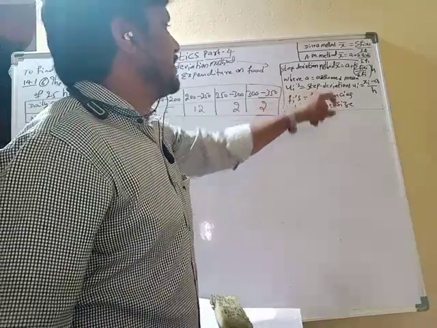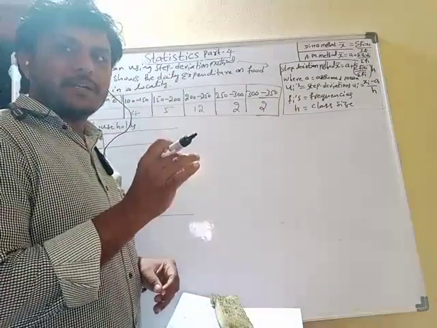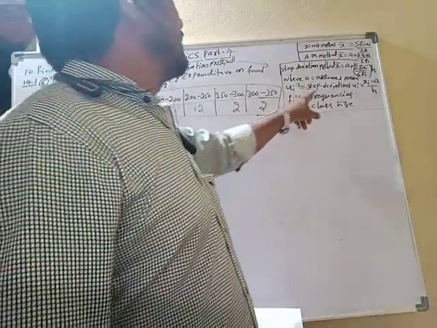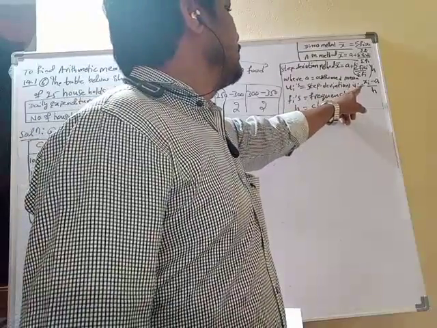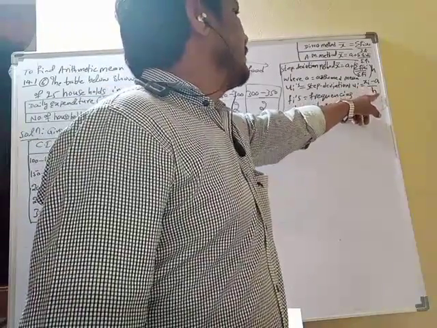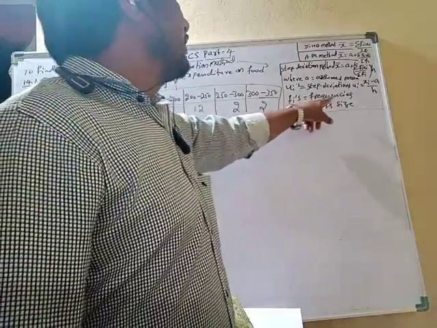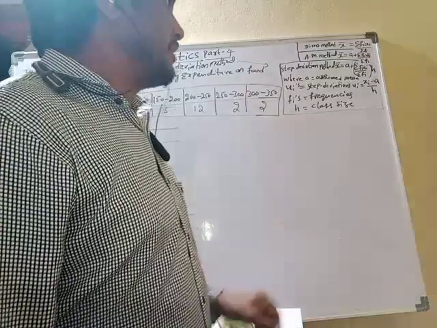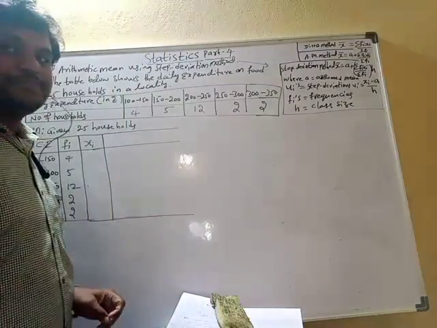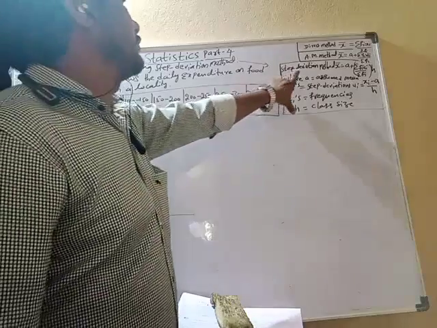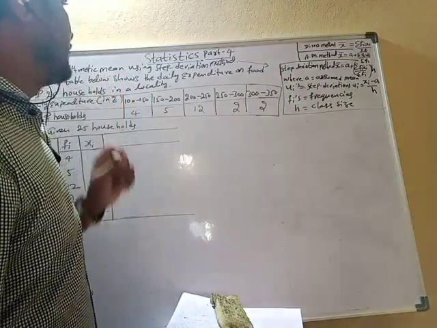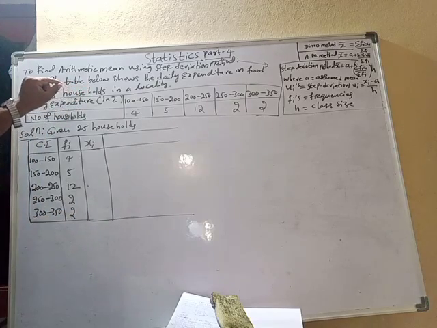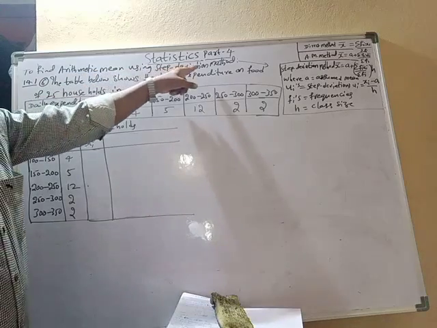The ui's are nothing but step deviations. Here di's are deviations, and we are using ui's as step deviations, where ui is equal to xi minus a by h, and fi's are frequencies of the respective class intervals, and h is called the class size or class width. We are using this formula, called the step deviation method. Today's topic is to find the arithmetic mean using the step deviation method.